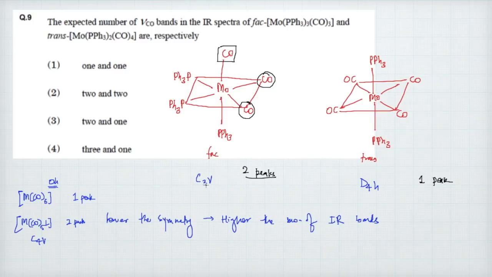Okay, because of C3V. And if you go for the meridional isomers, okay, fine, so that I'm giving to you guys to find out. Try to draw the meridional isomer and try to find out how many peaks you are going to get for a meridional isomer of the same complex.